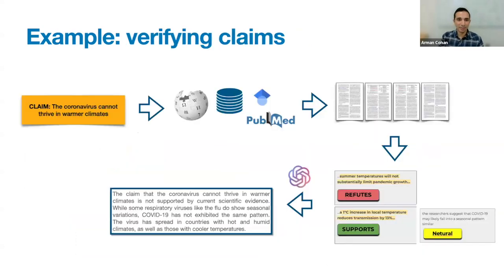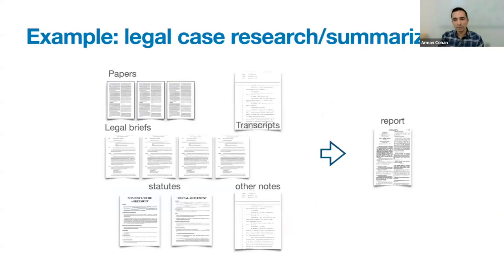Another classic example of multi-document modeling is claim verification. You usually have claims like this one, for example, COVID cannot thrive in warm climates. And then you want to know actually if this is true or not. So you have a retrieval system that first retrieves all the documents that can be related to this claim, and then some of them refute the claim, some of them support it, and then you want to come up with a general statement that tells you the summary of how the research looks like on this specific claim. And there are other examples.